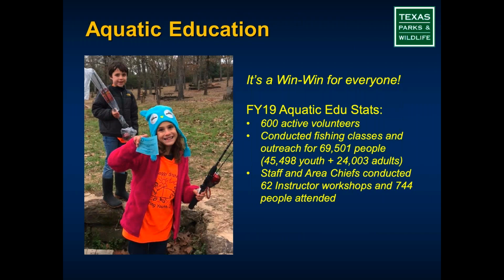We find that this is a win-win proposition. We win because we're able to introduce new participants into the outdoors. The participants win because we give them a new capacity to enjoy the outdoors themselves and to introduce others to the same. In FY19, our angler education program operated with about 600 active volunteers, and we conducted fishing classes and outreach events for nearly 70,000 people. About 45,000 of those were youth, and about 20,000 or so were adults.